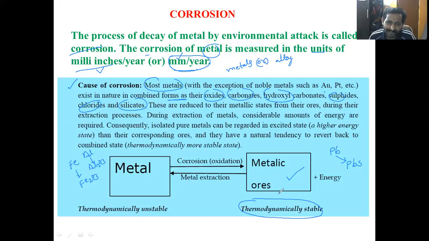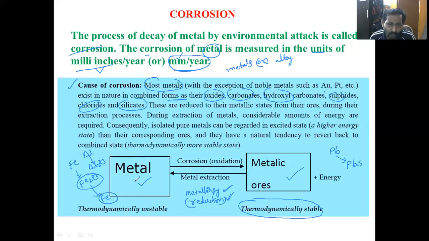Once we want the metals, they are extracted from the ores. For example, iron ore is Fe2O3, and from the Fe2O3 iron ore, the iron metal will be extracted. That process is called metallurgy, or another name is reduction. Once the metal is isolated or extracted from the ore, the process is called metallurgy, metal extraction, or reduction.